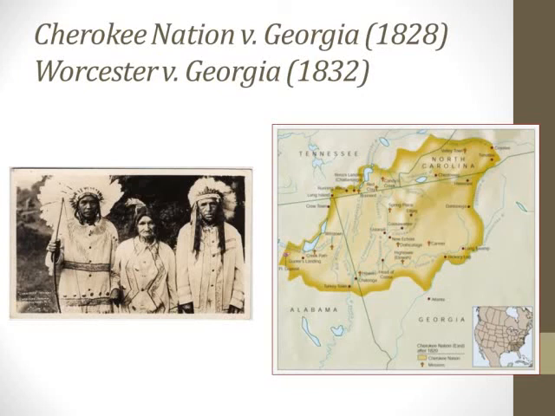Marshall rules that Cherokee do have what? Property rights, and so they can protect their rights. And this is the entire time that Jackson's trying to get them to move, not because he hates them, because he's trying to protect them, right? He feels that whites will murder all these Native Americans.